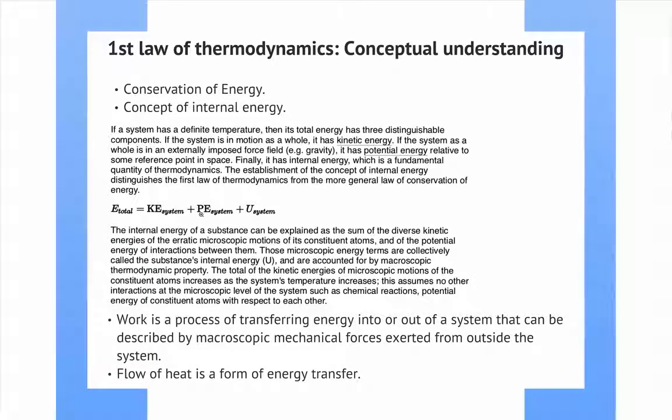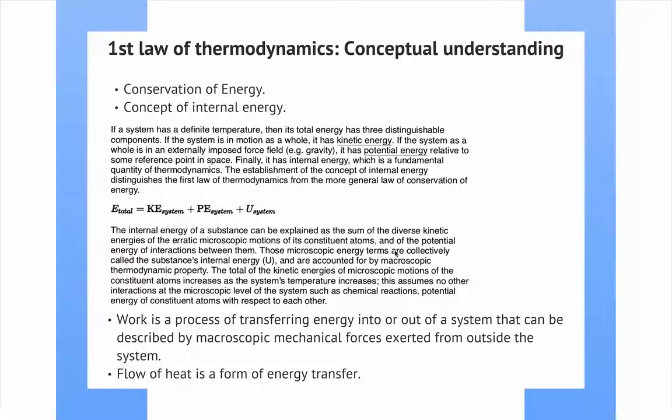So again, from a microscopic point of view, the internal energy of a substance can be explained as the sum of the diverse kinetic energies of the erratic microscopic motions of its constituent atoms, which is what I was saying before, and of the potential energy of the interactions between them. So it could be the air molecules moving around. If you have a chamber filled with air, the internal energy of the system is simply the kinetic energy of the air molecules within that chamber, and any potential energy resulting from the collisions.